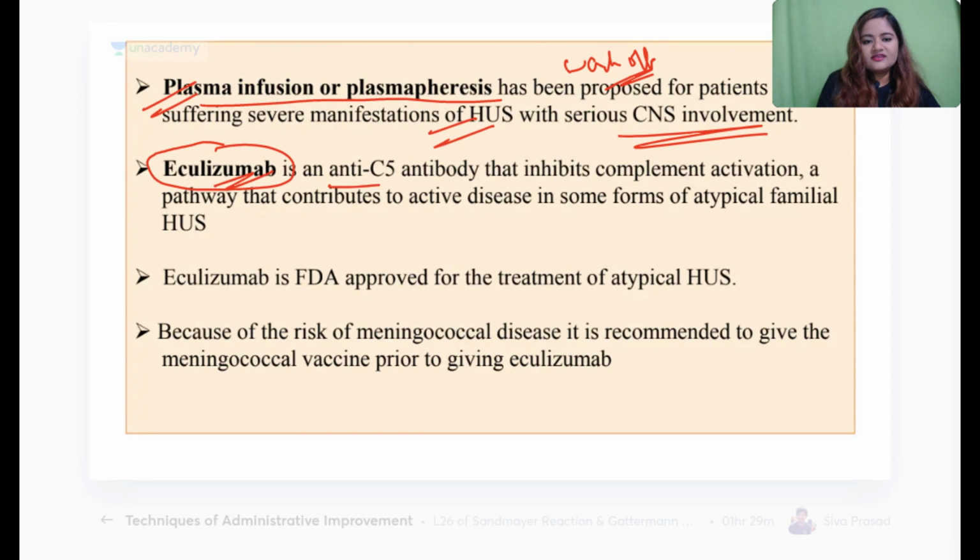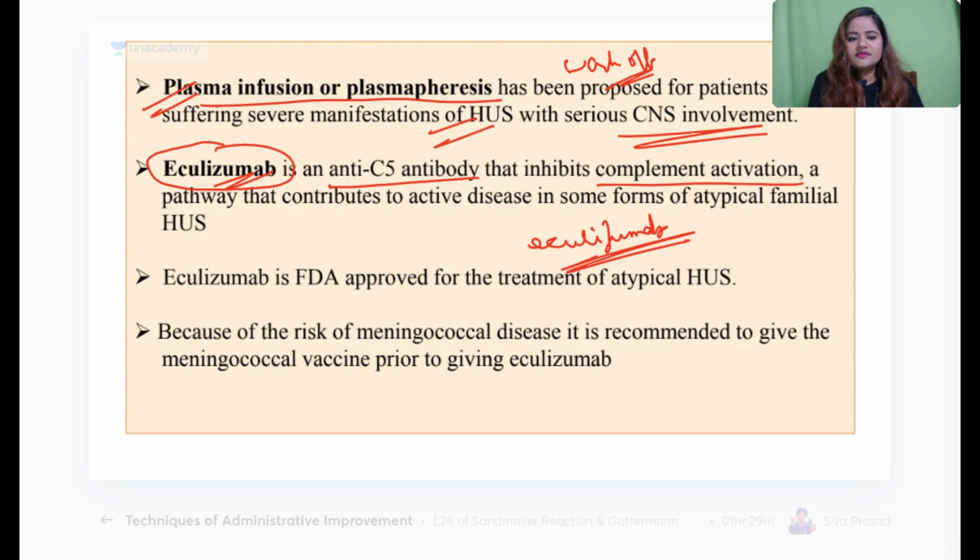So this eculizumab is an anti-C5 antibody which inhibits your complement activation. Now this pathway was a form of atypical type of HUS. So इसको prevent करने के लिए हम patient को eculizumab भी दे सकते हैं. ठीक है? So please remember the name of the drug. It is now approved for the treatment of atypical forms of HUS.